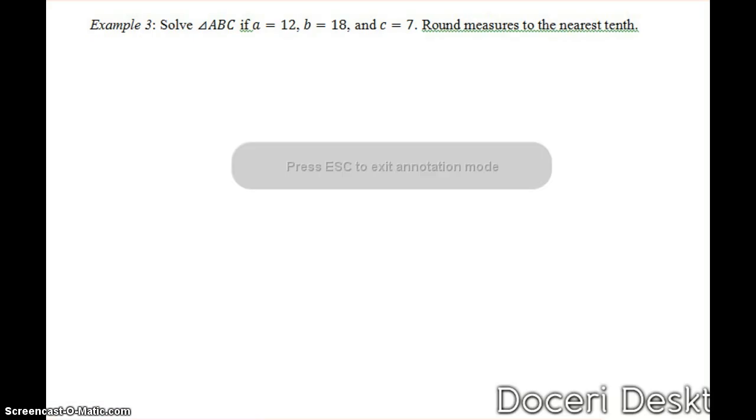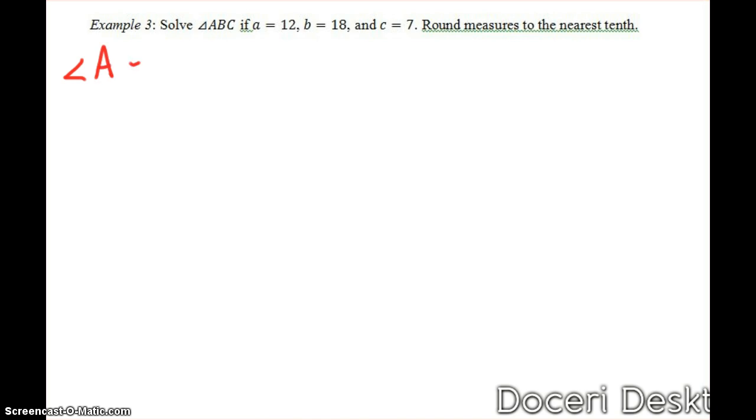Okay, so we have our final problem. Example 3 says solve triangle ABC if side A is 12, side B is 18, and side C is 7, and we're going to round our answer to the nearest tenth. Now this one's a little bit more involved because it says solve the triangle, which means that we want all the parts. We've got all the sides, we really just need all of the angles. So I'm going to put that we need angle A, we need angle B, and we need angle C here because we just have those sides right now.